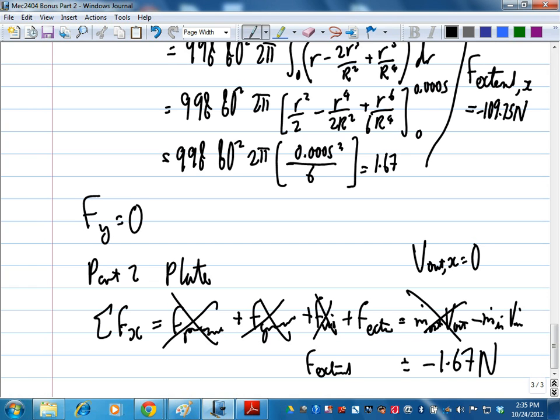F external comma x. I think Fy is also 0. So nothing really happening in the y.